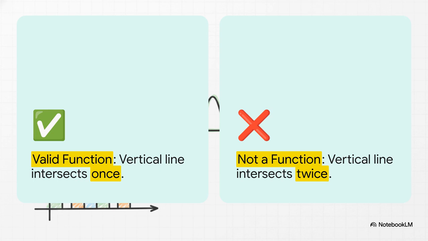Here's how it works. If you take a vertical line and sweep it right across your graph, it must never touch the curve in more than one place. If it intersects twice, well, that means one input is giving you two different outputs. It totally breaks the fundamental rule of our machine, meaning it instantly ceases to be a function.